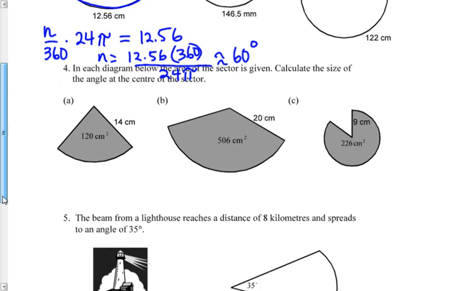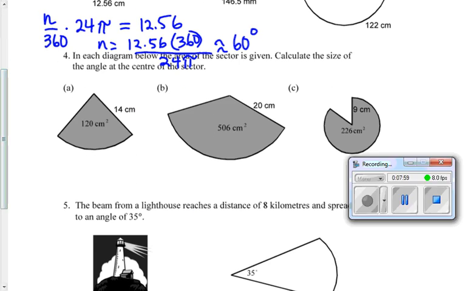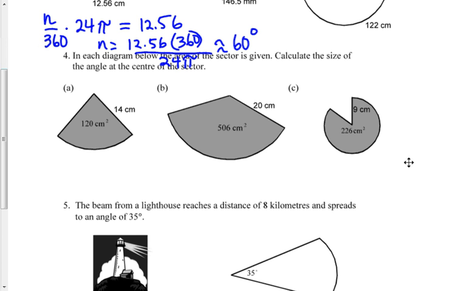Let's do one more problem here for area. And again, we're given the area, and we can use our formula again. Our area is equal to n divided by 360 times the area of the circle, which is pi r squared. We're given the area as 120, so we'll substitute 120 for the area. We don't know the angle. We do know the radius is 14.